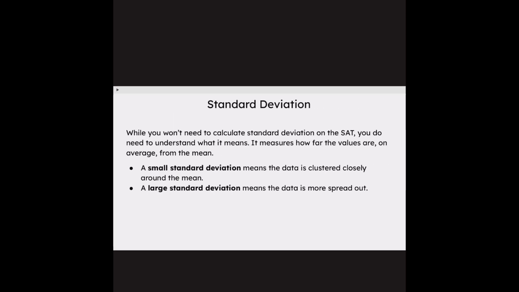Okay. Now let's talk about standard deviation. While you don't need to calculate standard deviation on the SAT, you do need to understand what it means. It measures how far the values are on average from the mean. So a small standard deviation means that the data is going to be clustered closely around the mean, and a large standard deviation means that the data is more spread out.